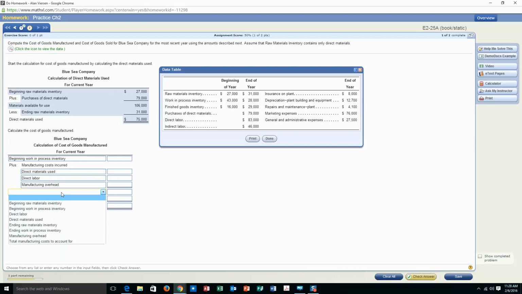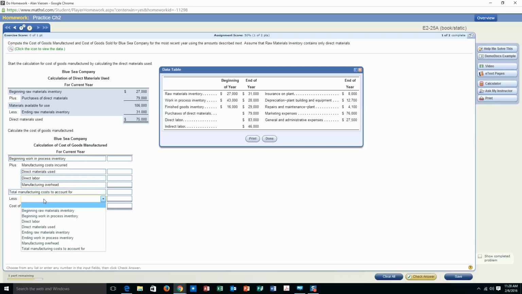This is going to give me the total manufacturing costs that I have to account for. Because I'm adjusting for the work in process, I'm going to subtract the ending work in process inventory, and this will give me my cost of goods manufactured. Again, I'm just filling in these numbers from the table. The direct materials comes from my first calculation. Direct labor comes directly from the information on my data table, and my manufacturing overhead.